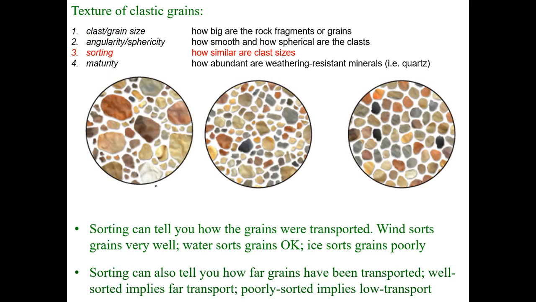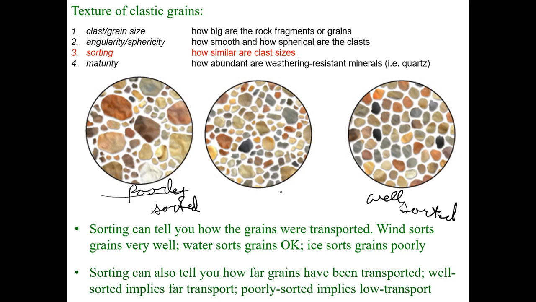Sorting tells you a little bit about the distribution of different grain sizes. So see how there's a lot of different size grains here? You've got small, medium, big size grains, whereas here all the grains are the same size. So this is called well sorted, and this is called poorly sorted.